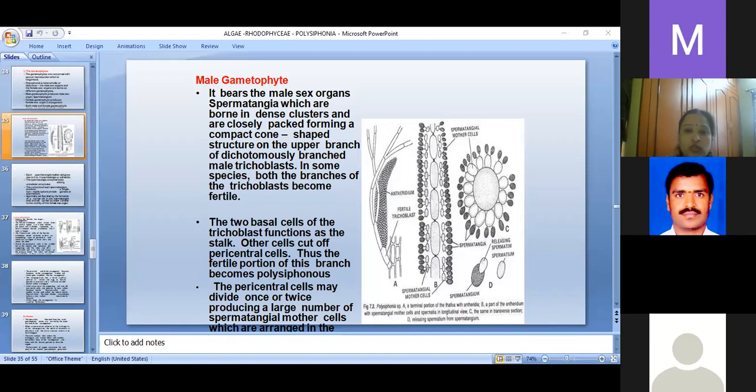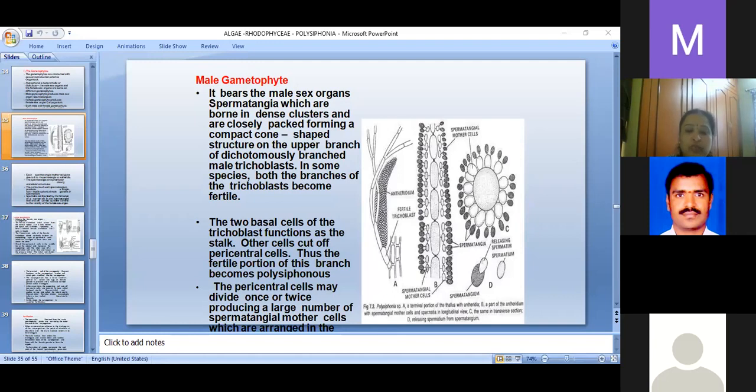The tetraspores are produced in spherical reproductive structures, the tetrasporangia. These tetrasporangia develop from the pericentral cells. They behave as a tetrasporangial initial. Each initial divides by a vertical division to form two cells. One is the outer cover cell, and the inner cell is called the sporangial mother cell.